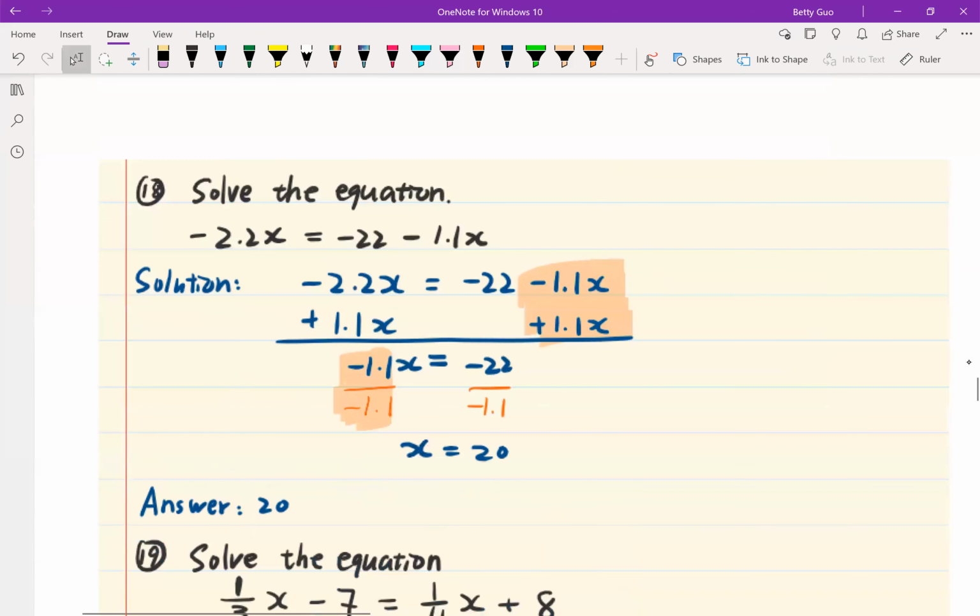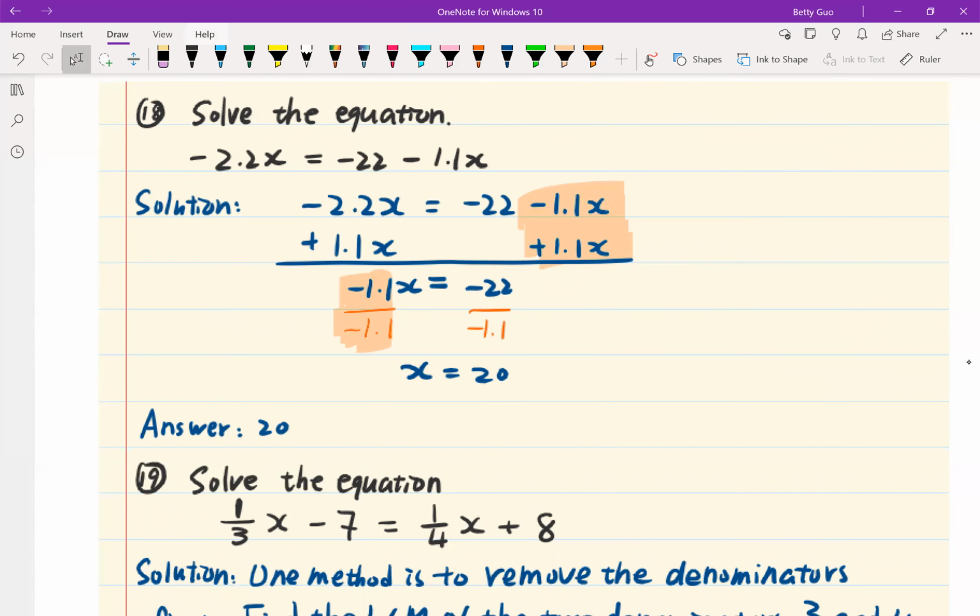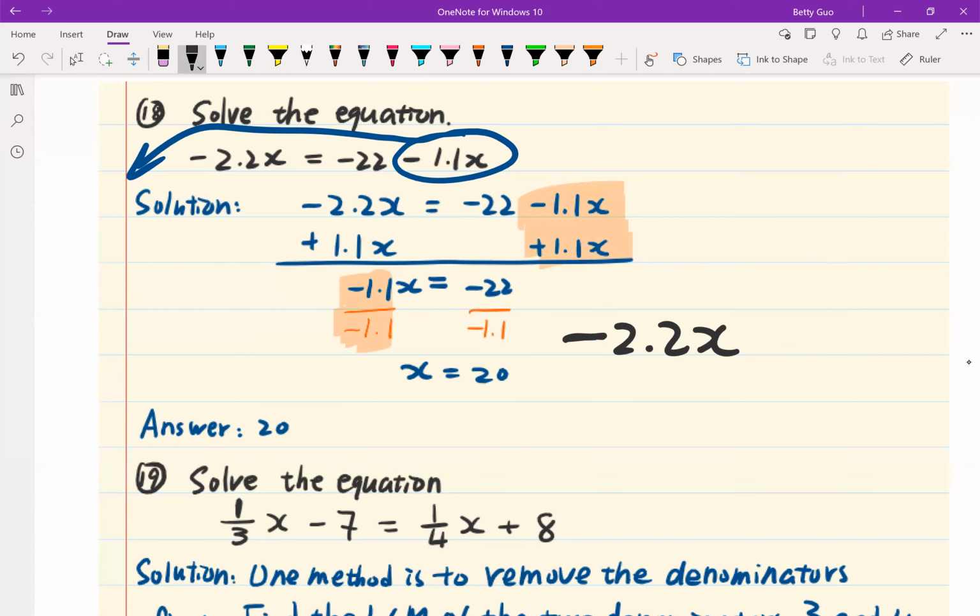Number 18, solve the equation. The equation has decimal coefficients. Let's do that again. Sorry. I can use the transposition of terms to move these terms over to the other side. So what happened is I'm going to copy negative 2.2x. Move the negative 1.1x over, I have a positive 1.1x. And on the right-hand side, I still have negative 22.